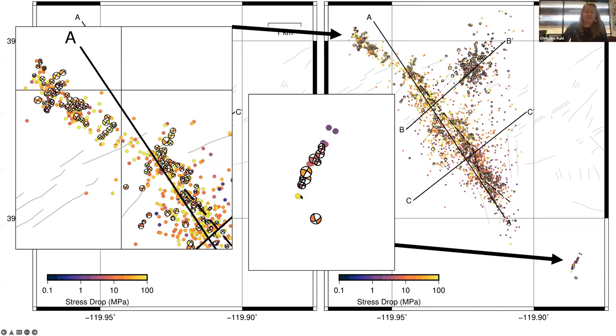This is not related to the fault geometry. The stress drop is not related to the stress regime and just the fault orientations. It's not that some are optimally oriented or not. So what that tells me is that this is really not just related to the stress field or the earthquake part, it's related to the fault itself.